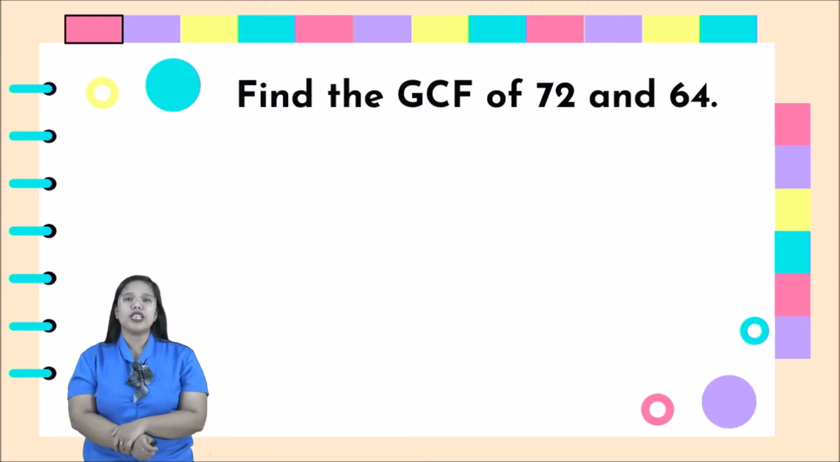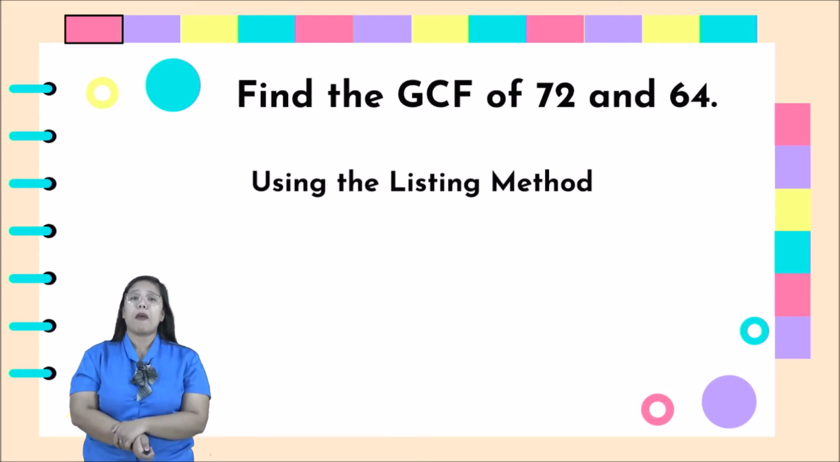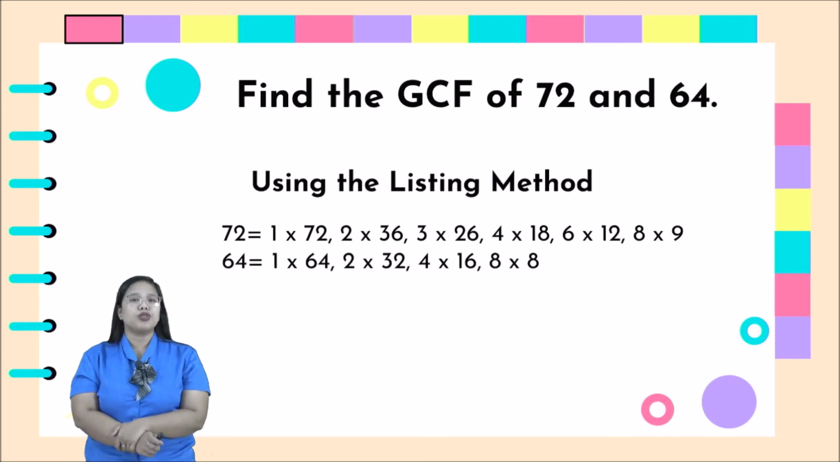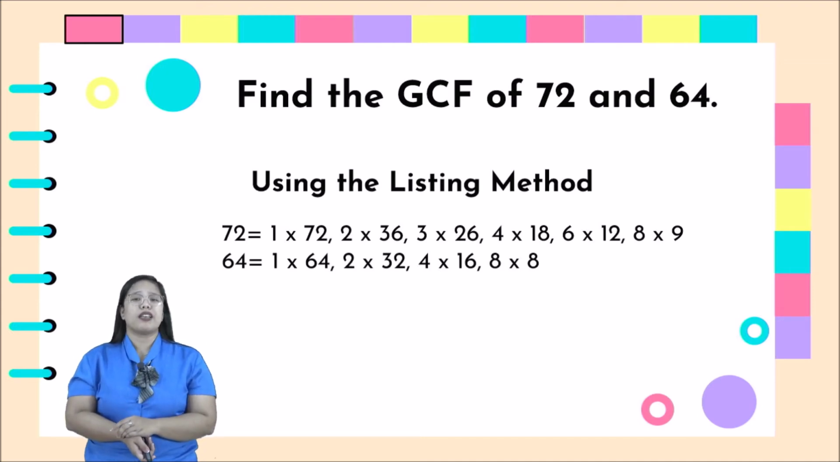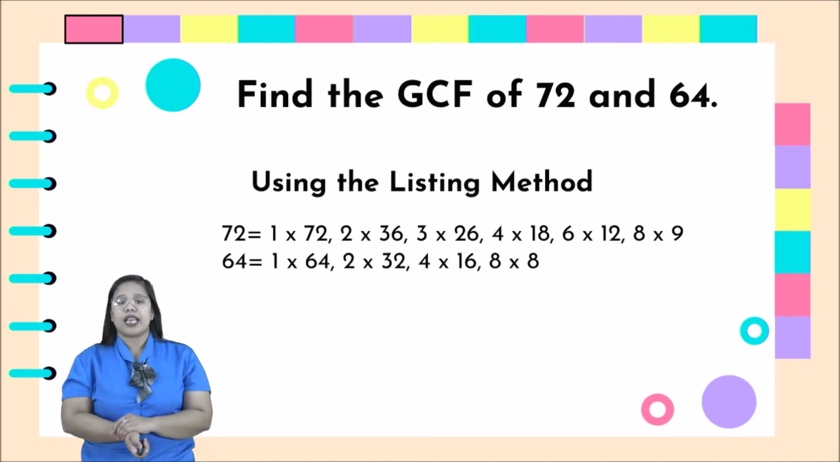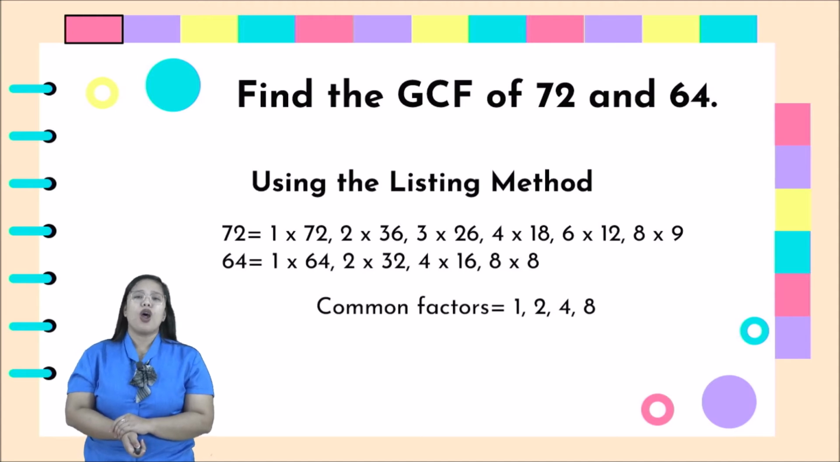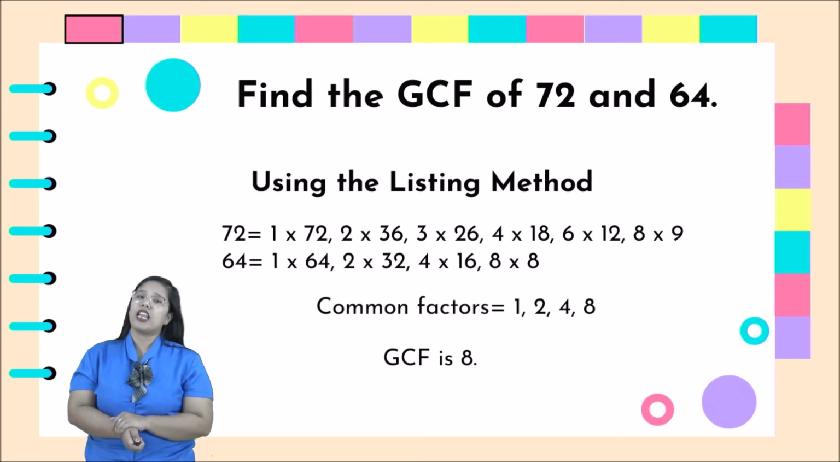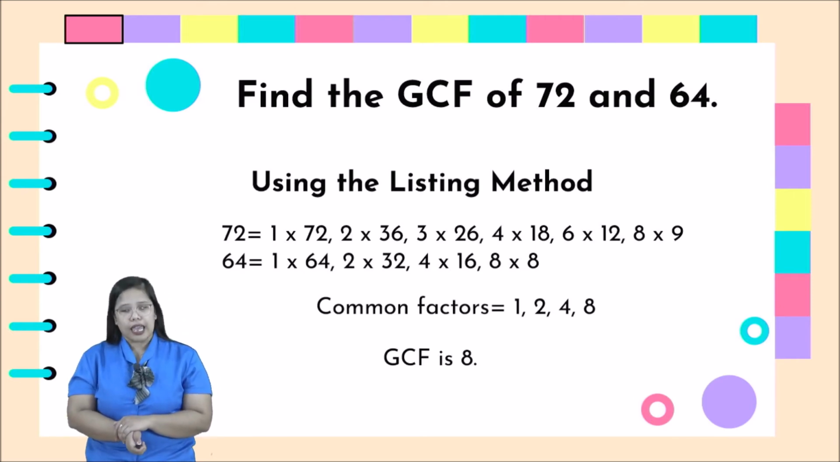Next one, the GCF of 72 and 64, using the listing method. So, we have 72: 1 times 72, 2 times 36, 3 times 24, 4 times 18, 6 times 12, 8 times 9. 64: we have 1 times 64, 2 times 32, 4 times 16, and 8 times 8. So the common factors of 72 and 64 are 1, 2, 4, and 8. Therefore, the GCF is 8.